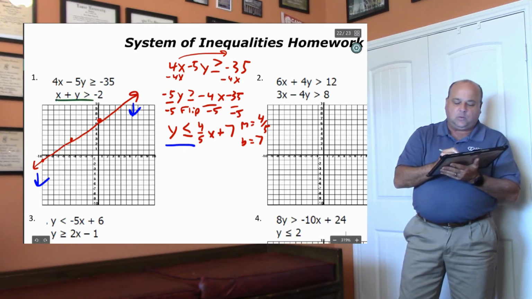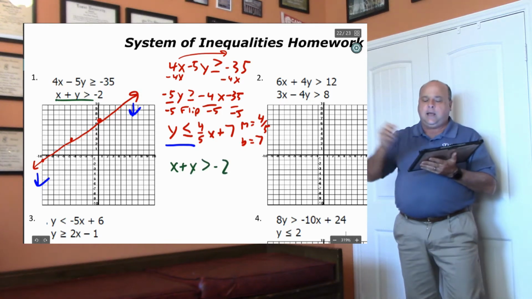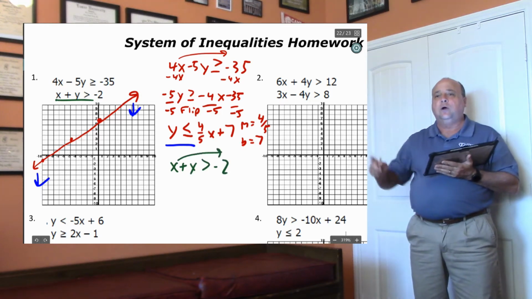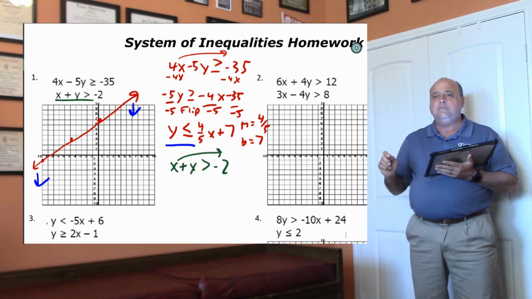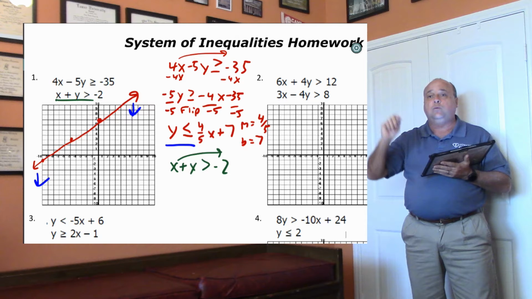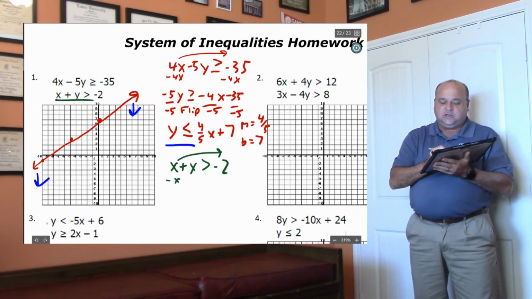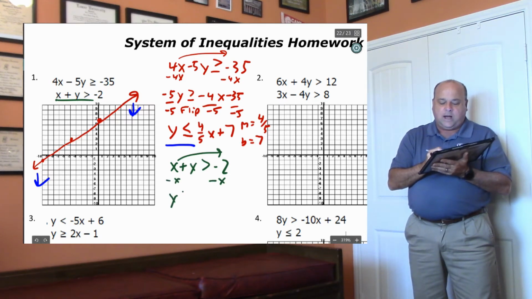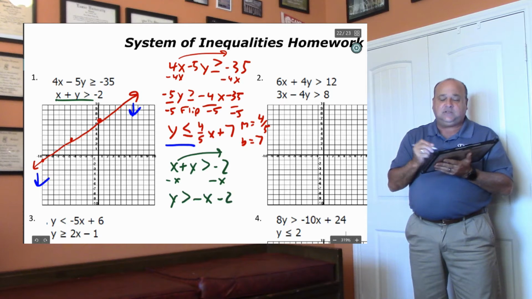We're going to write this equation right here. x plus y greater than negative 2. All I got to do on this one is move the x over. This is going to be a dashed line, and it's going to be shaded up because the y is positive. The inequality won't flip, will it? So we're just going to subtract x. We'll have y greater than negative x minus 2.